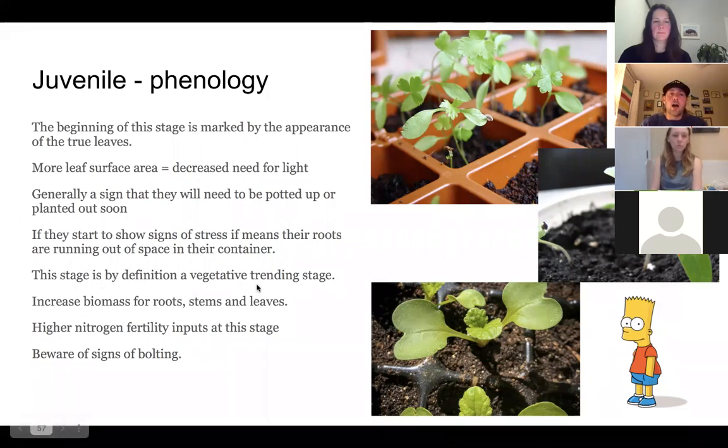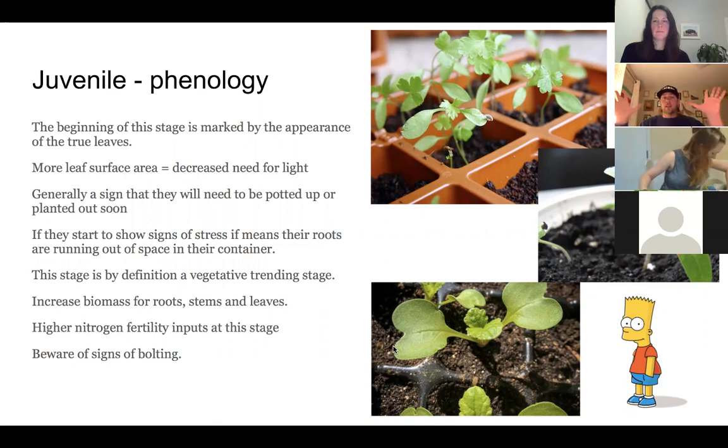So the way I would characterize this stage of growth is to call it a vegetative-trending stage. You'll see as we move along how we're going to define the difference between vegetative and generative. But the juvenile stage is all about vegetative growth. It's all about adding biomass to the root system, the stems, and the leaves.